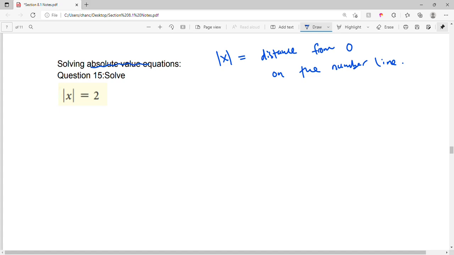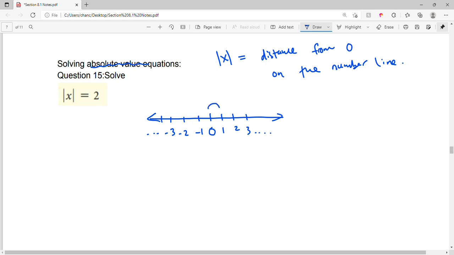So if we look at question 15, we want to find the absolute value of x equals 2. So if I draw the number line, we have a 0 in the middle, and we have 1, 2, 3 on the right, and on the left side we have the negative integers, negative 1, negative 2, negative 3, and so on. So it goes forever in either direction. What I'm asking here is, what x value will yield a distance of 2 from 0?